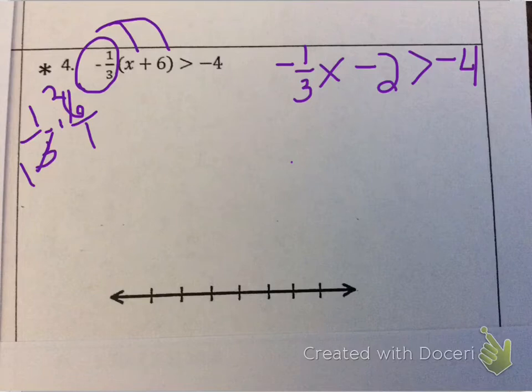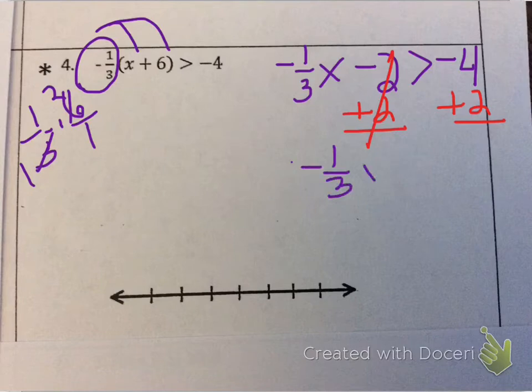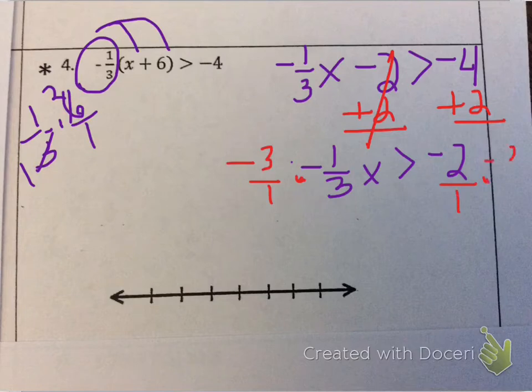Now I'm going to get rid of first my negative 2, so I'm going to add 2. Whatever I do to one side, I have to do to the other. Negative 2 plus 2 cancels out, and on the left side I am left with negative 1/3 x is greater than negative 4 plus 2, which is negative 2. Now I need to get rid of that negative 1/3. The inverse would be division, but we don't divide fractions, we multiply by the reciprocal, so we're going to multiply by negative 3/1 on both sides.